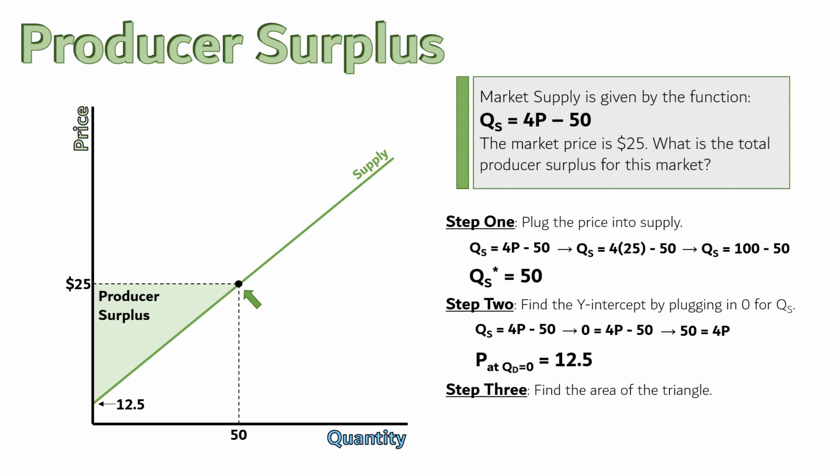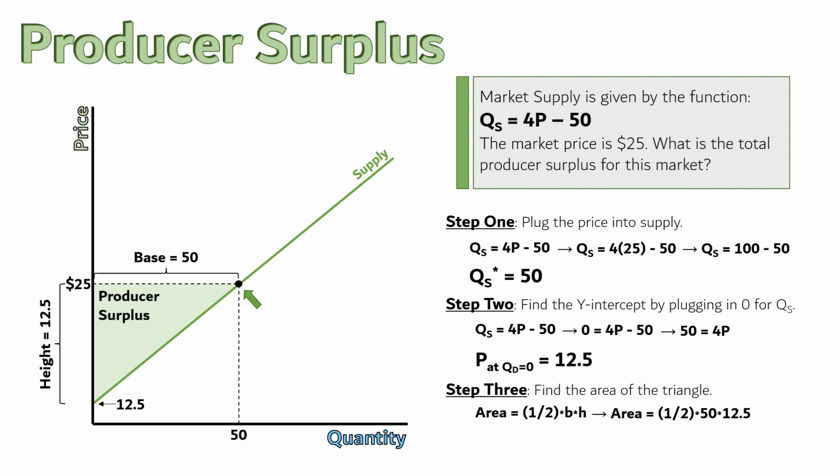Lastly, we need to find the area of the producer surplus triangle. The area of a triangle is 1/2 base times height. The base of this triangle runs from a quantity of 0 to a quantity of 50. So the base is 50. The height goes from a price of 12.5 up to a price of 25. That's a difference of 12.5. 1/2 times 50 times 12.5 is 312.5, which is the total producer surplus.